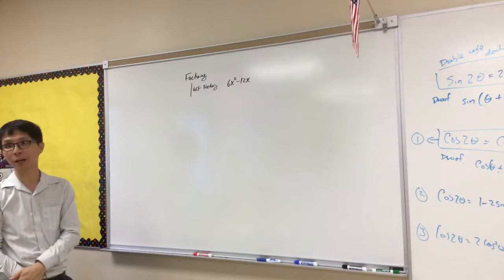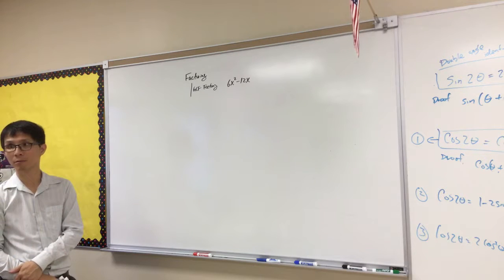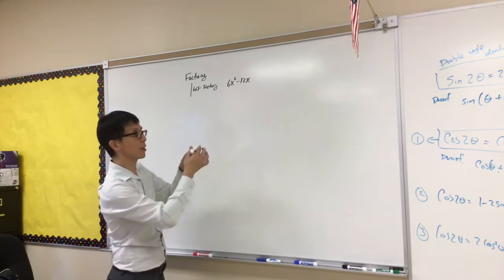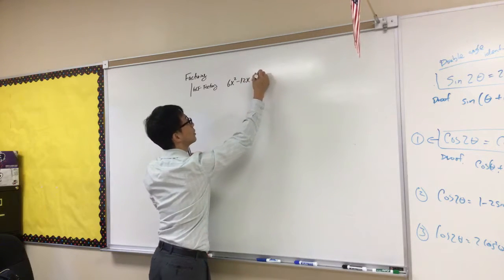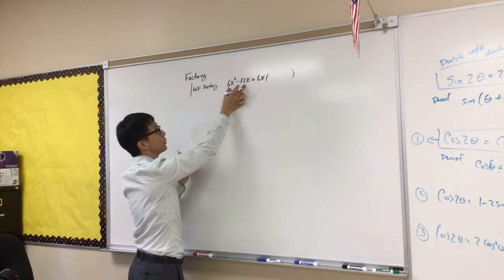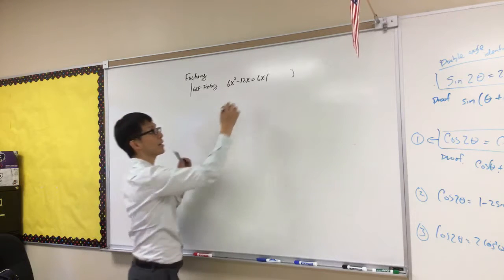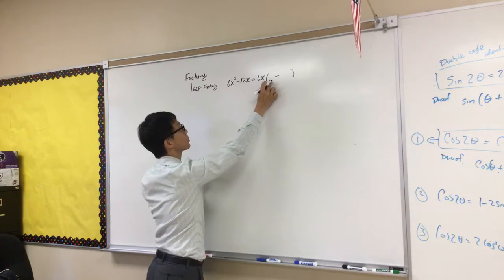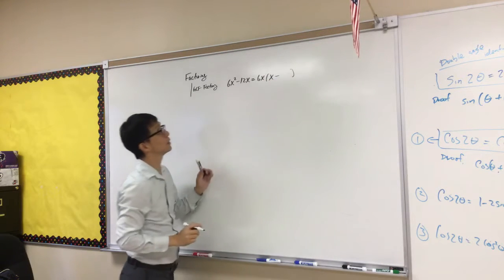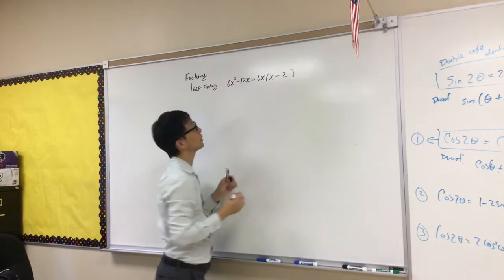So what can I factor out here? 6x. 6, good. What else? X. Both have x, and they both have 6. Once I factor out 6x, there are two terms here, with a minus sign in between. Some people just write down one term, which doesn't make sense. So 6x times what equals 6x squared? X. And 6x times what equals 12x? 2. So that's called GCF factoring.